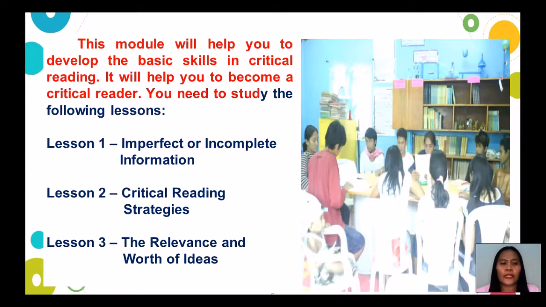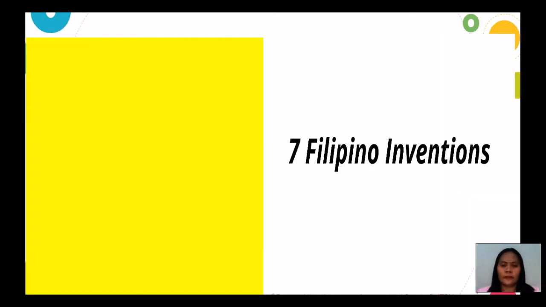You need to study the following lessons. Lesson 1, Imperfect or Incomplete Information. Lesson 2, Critical Reading Strategies. Lesson 3, The Relevance and Worth of Ideas.